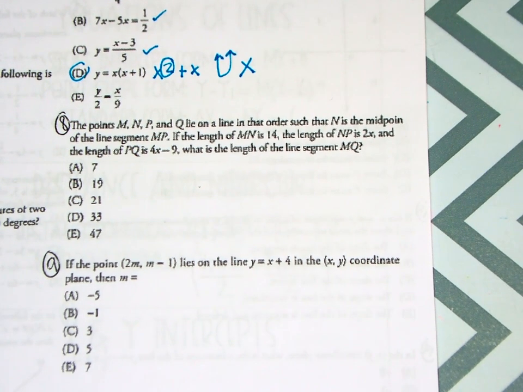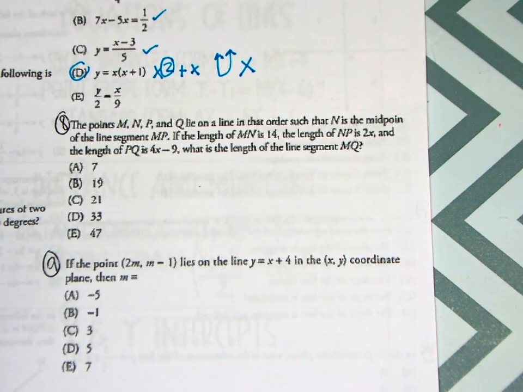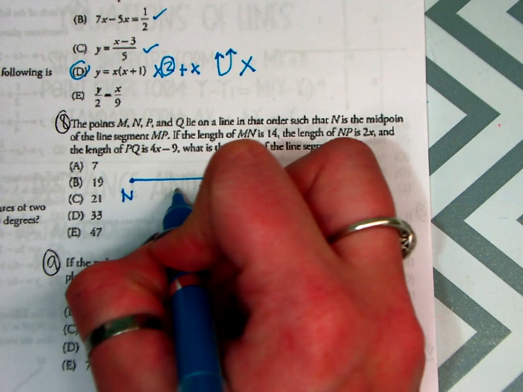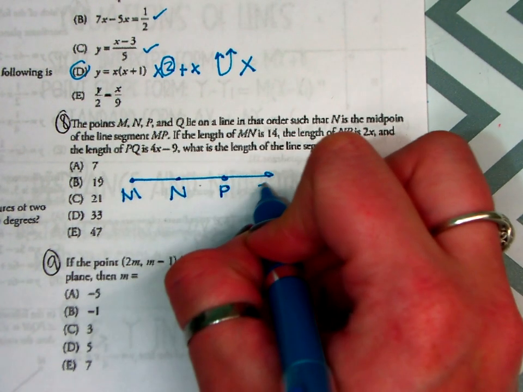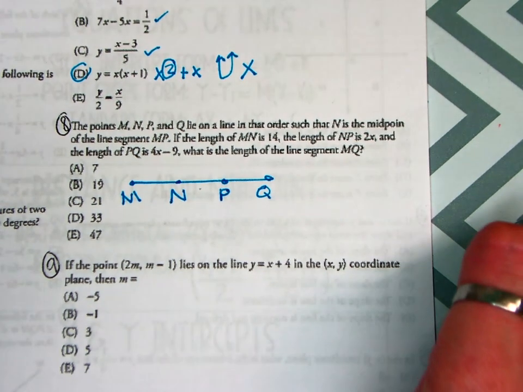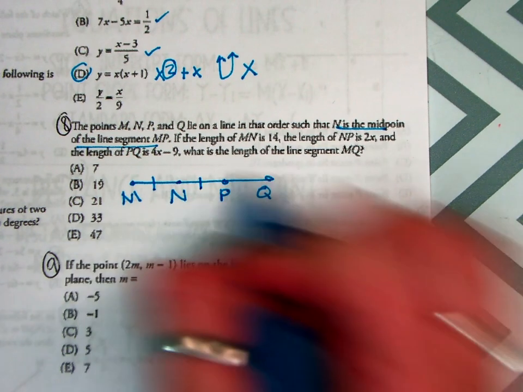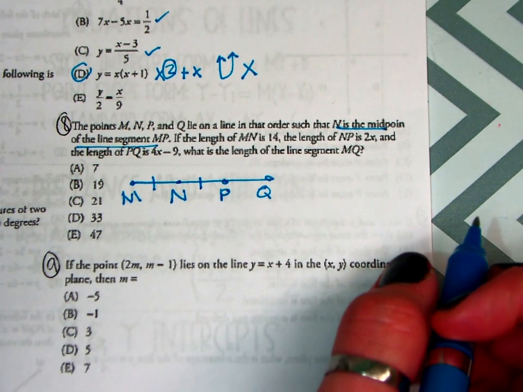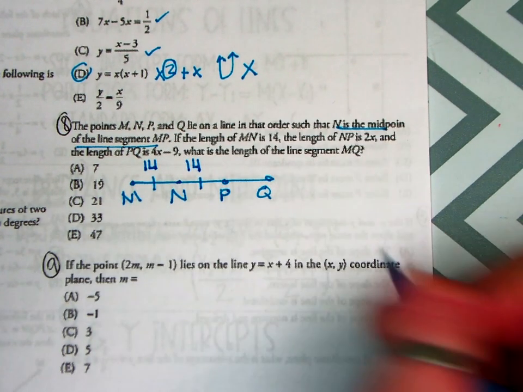Number 8, the points M, N, P, and Q are in a line in that order. So I'm going to go ahead and pause and draw those segments. So M, N, P, and Q. N is the midpoint of MP, so these two are equal. If the length of MN is 14, so this is 14, which means this measurement is also 14.